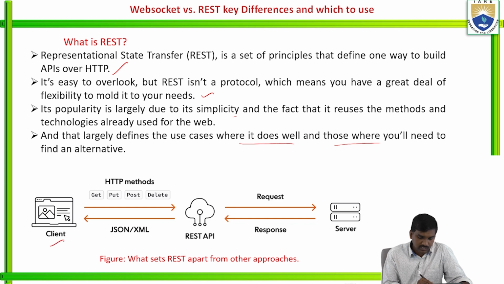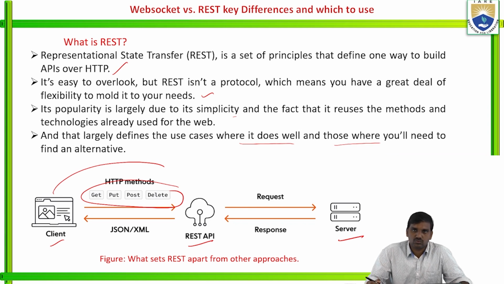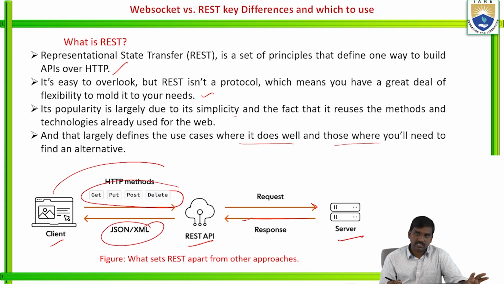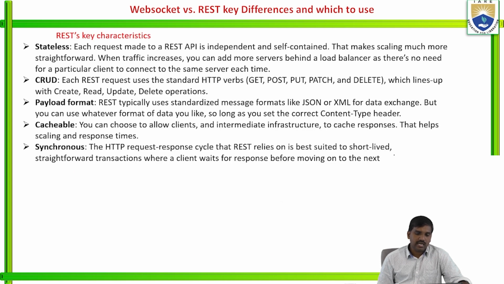Here the client and the REST API, this is the server. We use the HTTP commands GET, PUT, POST, and DELETE to send information from the client. By using the REST API, we request and receive the response from the server. The response can be in JSON, XML, or plain text, whatever formats are available. This is what sets REST apart from other approaches. The key characteristics of REST are: stateless, fluid, payload format, cacheable, and synchronous.